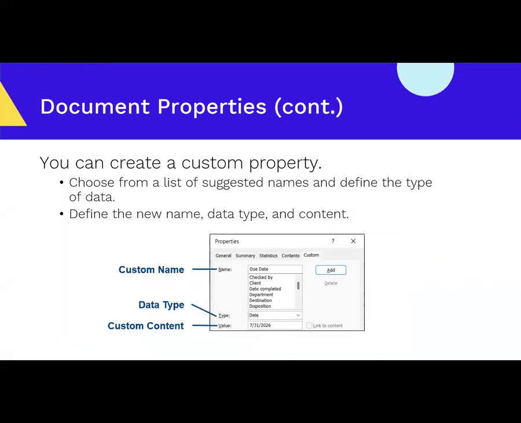Of course, you could create a custom property. You can choose from a list of suggested names and define the type of data, or you could define a new type of data. Maybe the one that they have, like they're doing here, is due date. You want to put a due date on your document. So you can create the custom name, you can put the data type, which is going to be a date, and then the custom content you can have for the value.